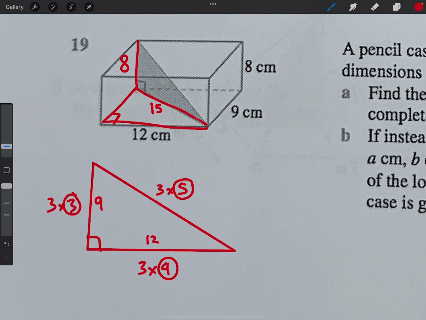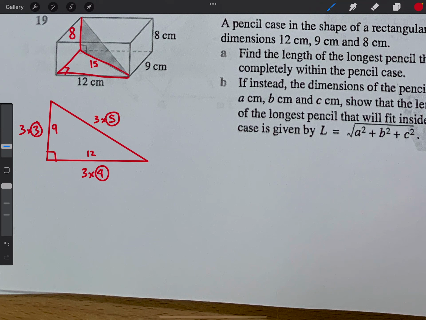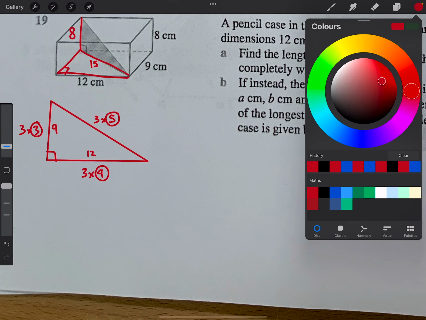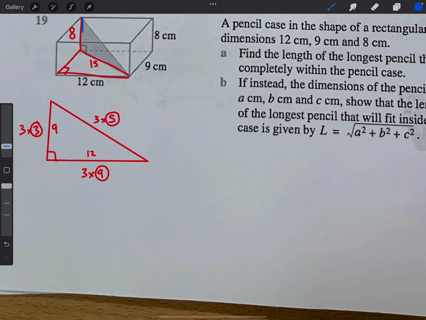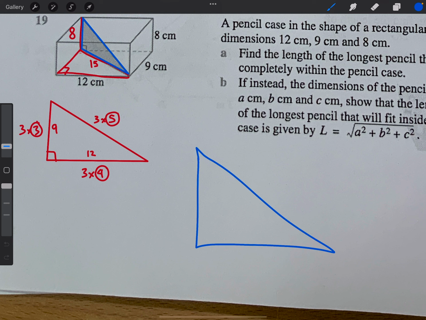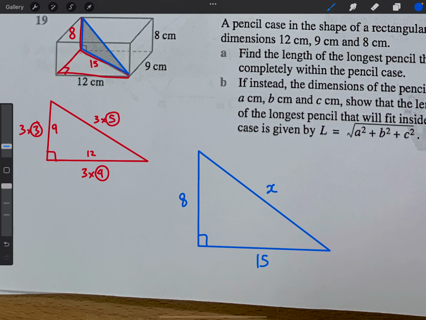Okay, so now I have this other triangle. Let's look at this blue triangle. I'll color this in blue. Okay, so the blue triangle looks like this. And you have 15 and you have an 8. So we call this x.